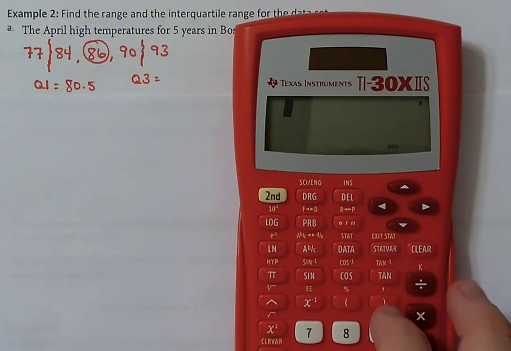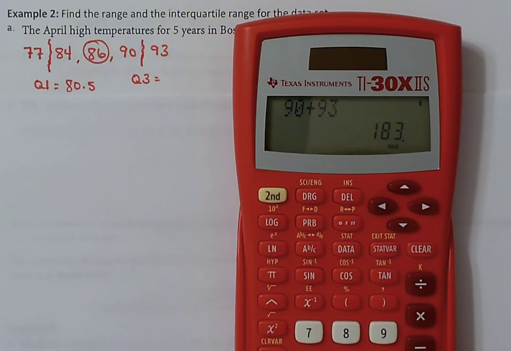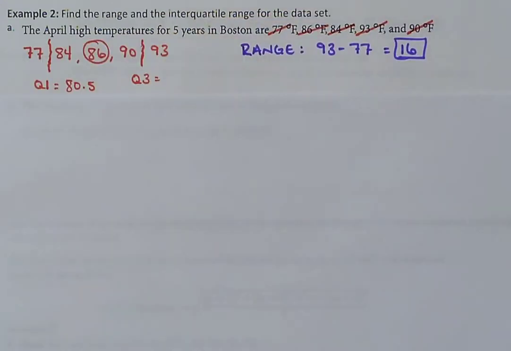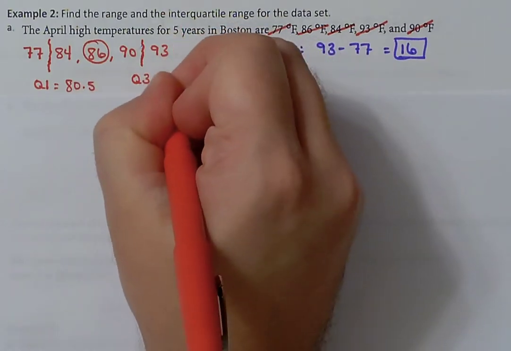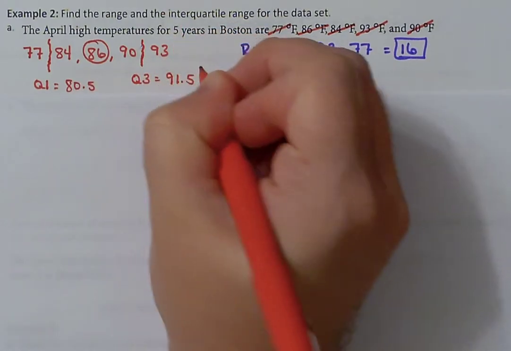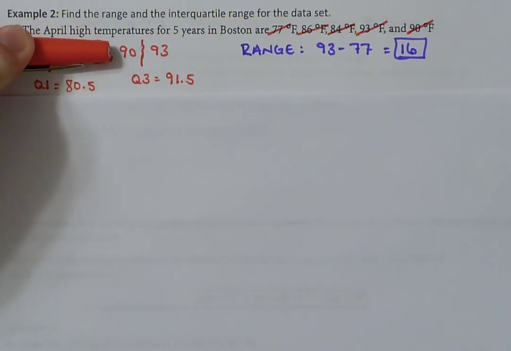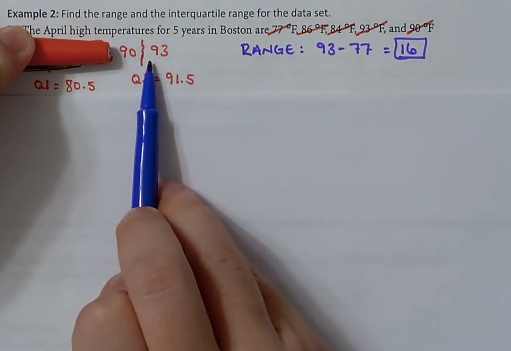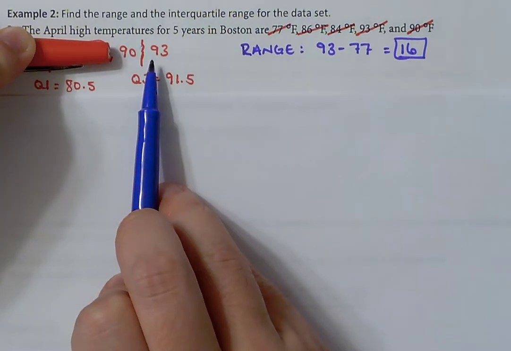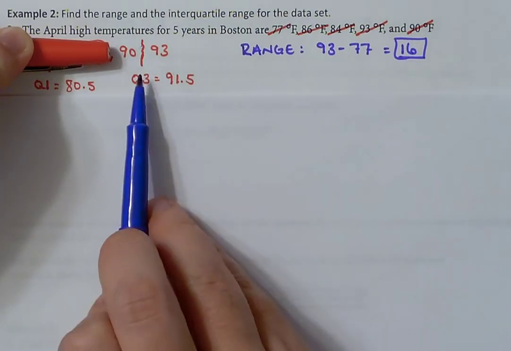So if we go through and do this, we have 90 plus 93. We get 183, and if we divide by 2, we end up with 91.5. So our third quartile is 91.5, because that would be the middle number for the second half of the data set, excluding the median.